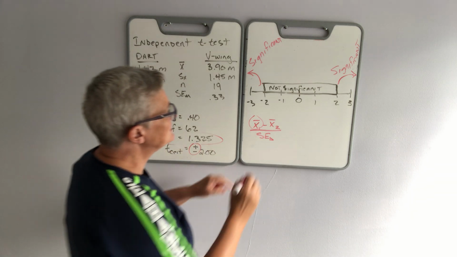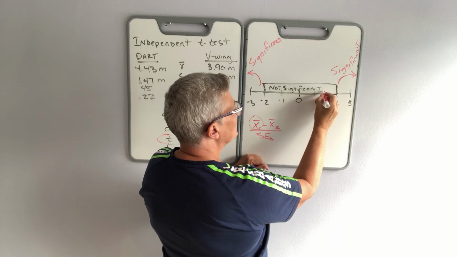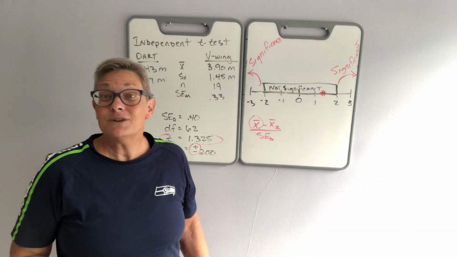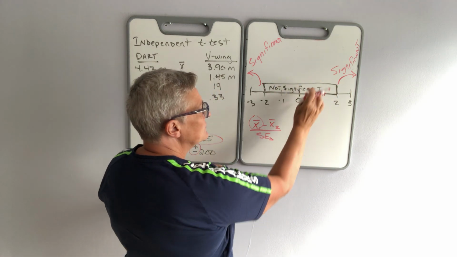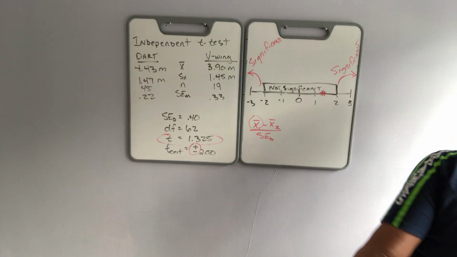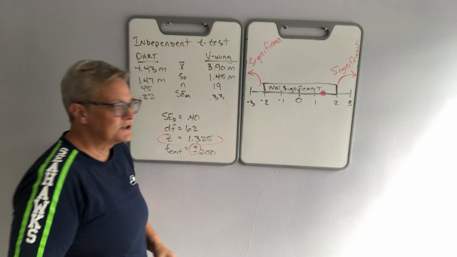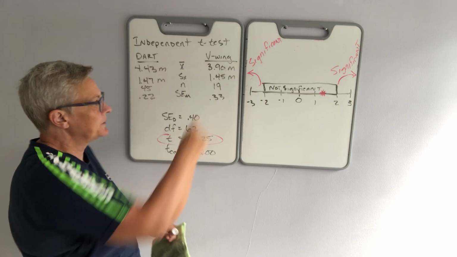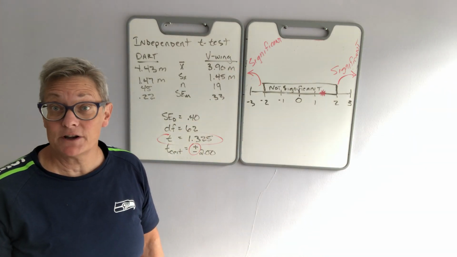So in our case, I'll do it in red. It's 1.325, so here's +1, and here's about 1/3. So it's right here. So it's in that not significant zone, right? So essentially I say, well, there's really no difference between 4.43 and 3.9 in this instance. It all has to do with the variance.